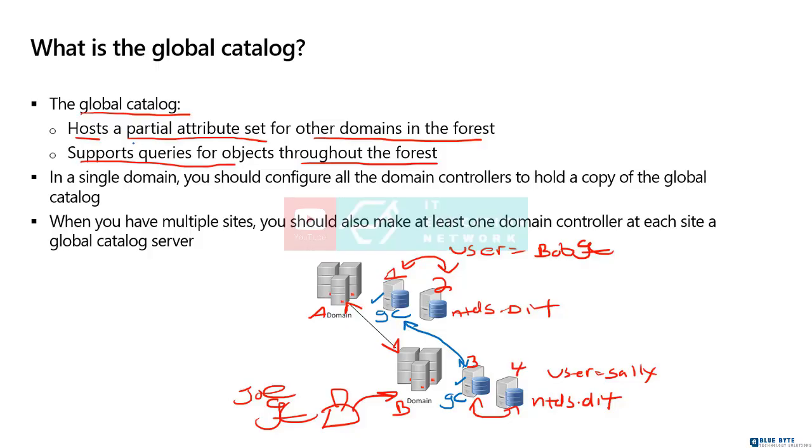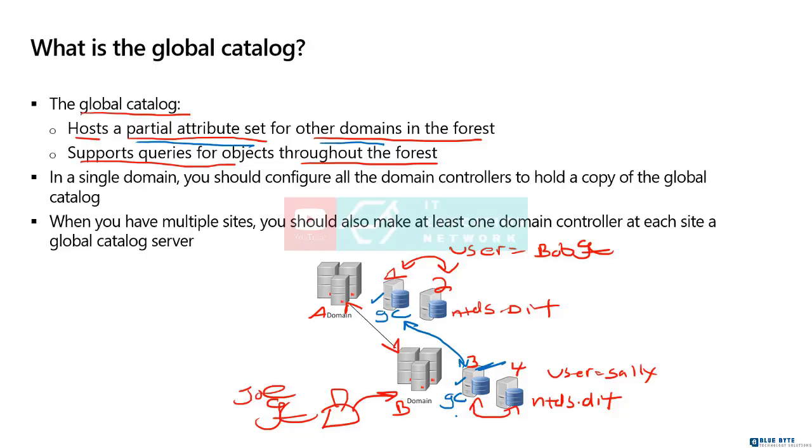Now, when this says it hosts a partial attribute set for other domains in the forest, attribute is another word for property. When this replicates a user from domain A, it's only replicating properties or attributes that you would likely search. Things like telephone number, email address, those types of things would be replicated, things you would likely search for. It's not going to replicate things that it thinks you would never search for. For example, there's an attribute named account expires that'll show you if a user account's going to expire. Only people that work in IT would ever look at that attribute. So that's not an attribute that would ever be replicated to your global catalog server.